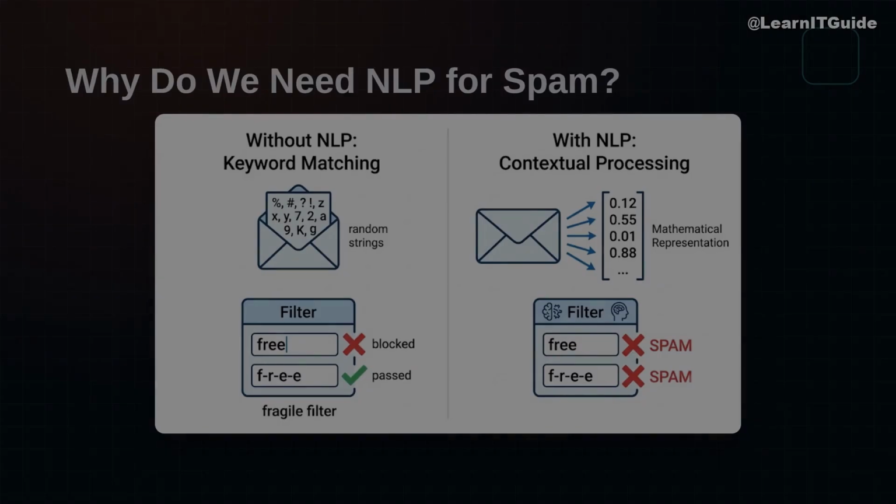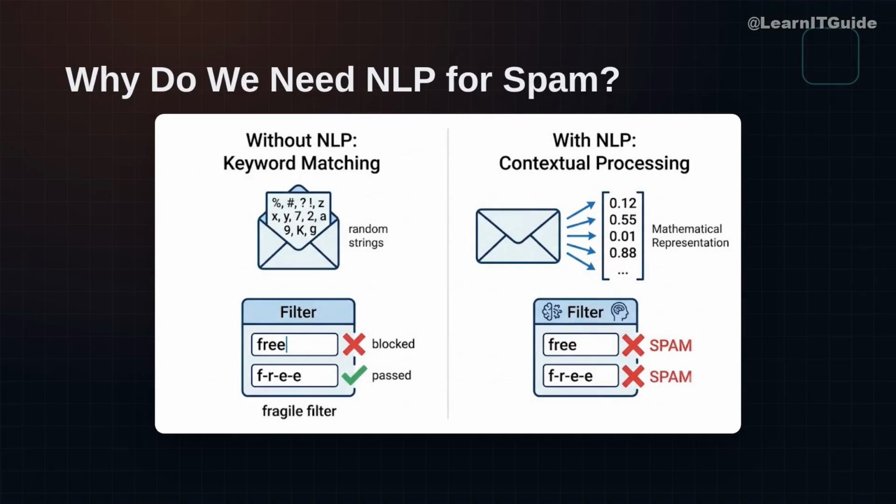Now, why do we need natural language processing for this? Think about it. A computer does not know what a word is. It only knows numbers. Without NLP, your spam filter is just a list of bad words. That is fragile. Someone writes "free" with a twist in the spelling instead of "free" and your filter fails. NLP allows us to process language contextually. This is more critical than most people realize.